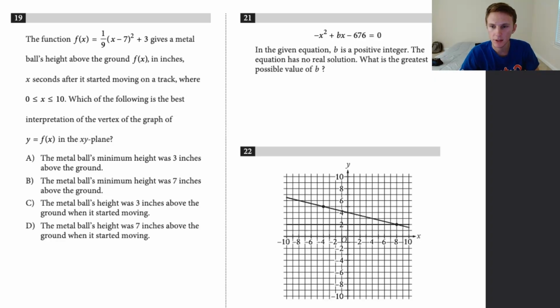Okay, so number 19 here is a textbook example of vertex form. We have this function which is given in vertex form. So right away, I'm going to write the point of the vertex. So it's going to be (7, 3).